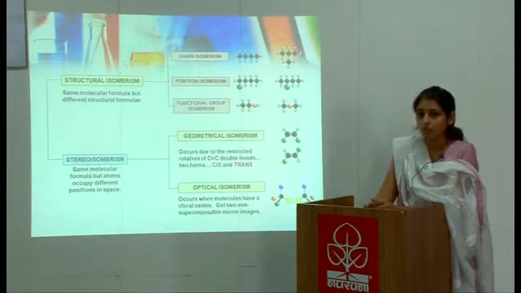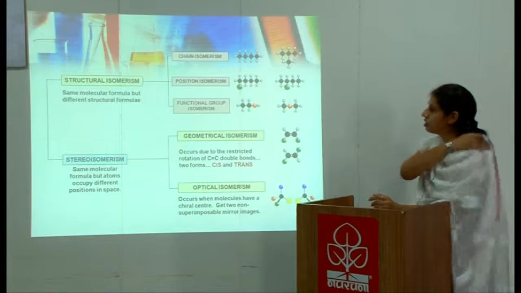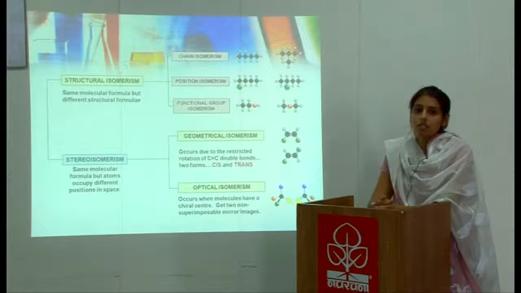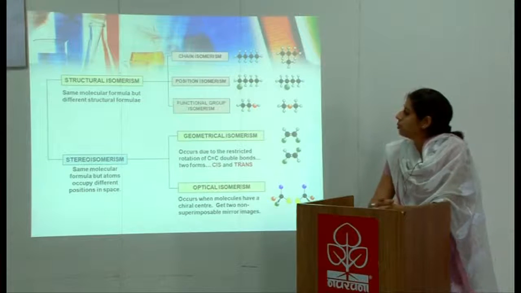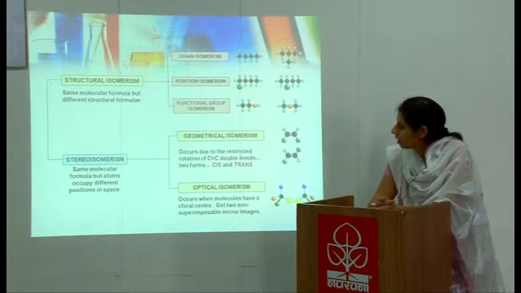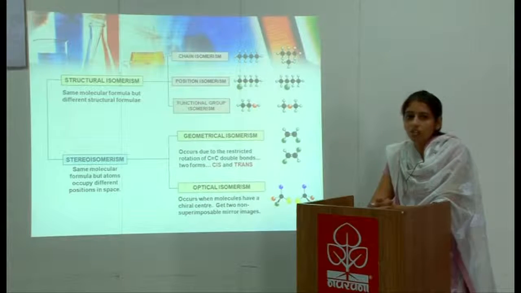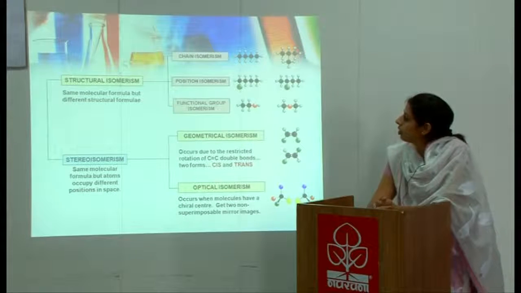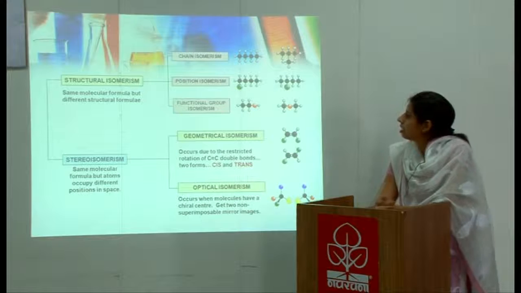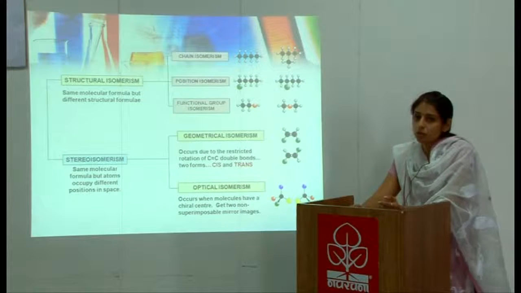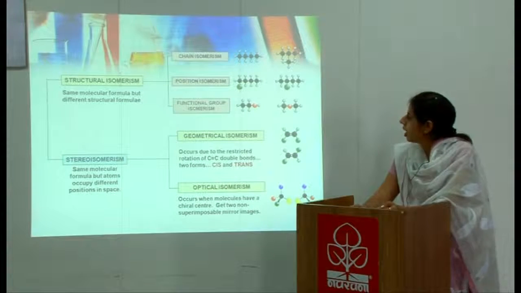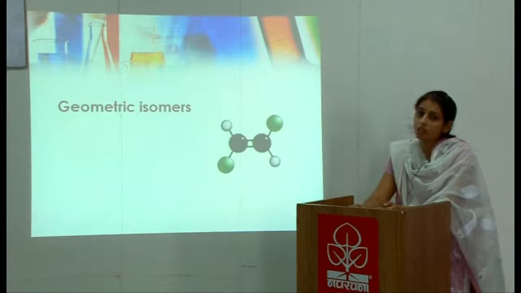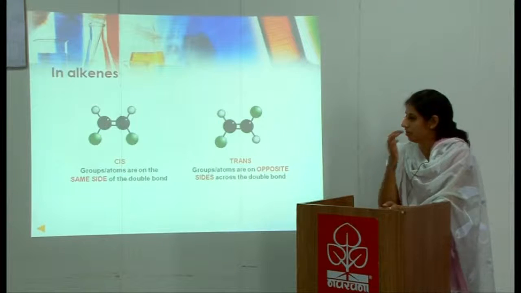The second type of isomerism is stereoisomerism. The difference between structural and stereo isomerism is that the molecular formula remains the same, but the positions of the different atoms arranged around the central carbon change, so they occupy different positions in space. This is further divided into two parts: geometrical isomerism and optical isomerism. We'll start first with geometrical isomerism.